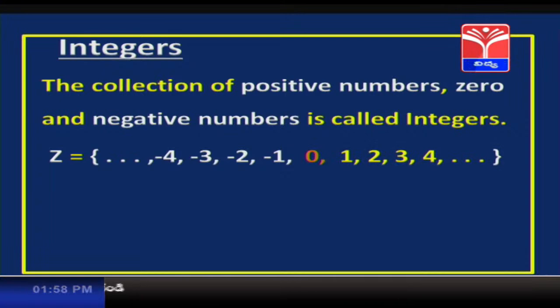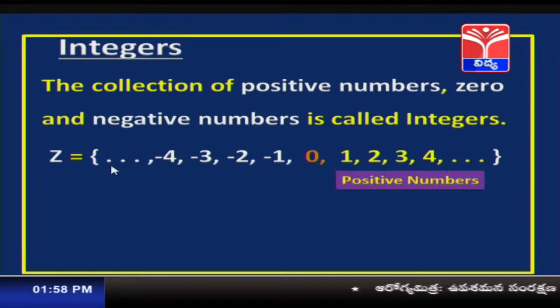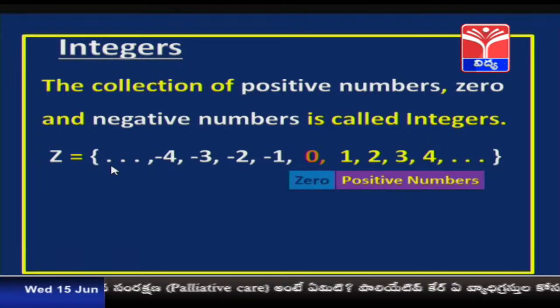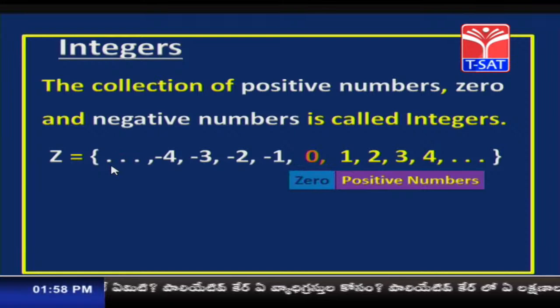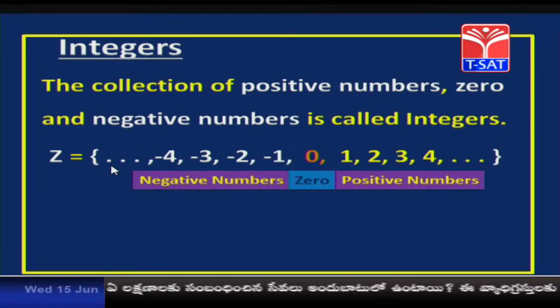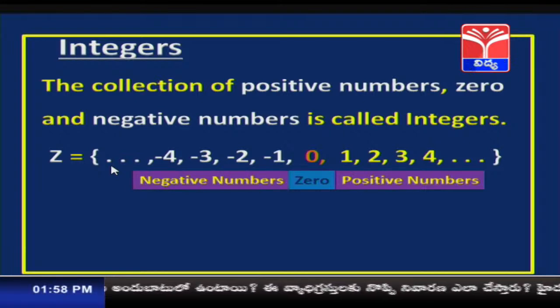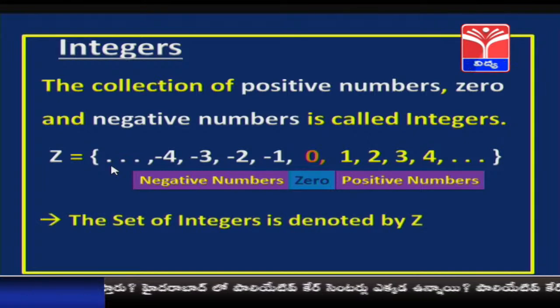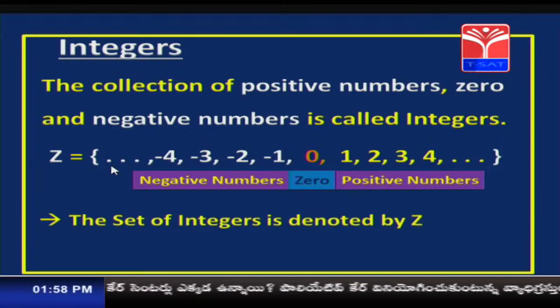is equal to, in curly brackets, and in between that we write these numbers, that is 0, 1, 2, 3, 4 and so on, minus 1, minus 2, minus 3, minus 4 and so on. So, children, these numbers 1, 2, 3, 4 are positive numbers and in the center we have exactly 0, which is neither positive nor negative, and towards the left side of this 0 we have negative numbers. And children, make a note that the set of integers is denoted by the letter Z, a capital letter.